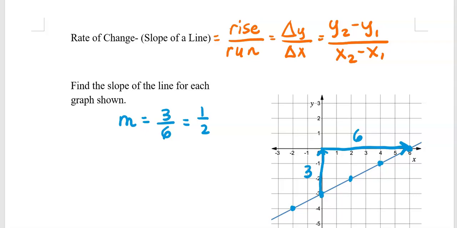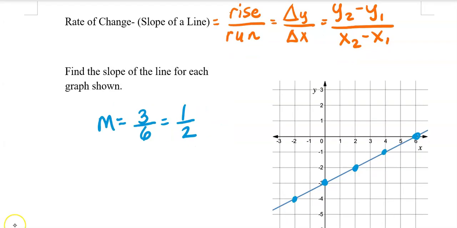Now you could also do this with 2 other points if you wish, and you will end up with the same result. Like, let's say I start at the y-intercept and I just go to this next lattice point on the line. This automatically, the smaller triangle, gets you right to a slope of 1/2.